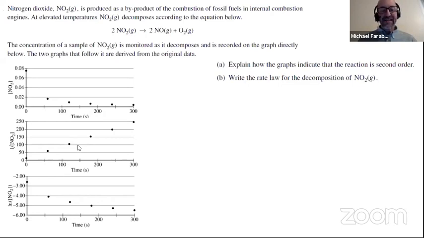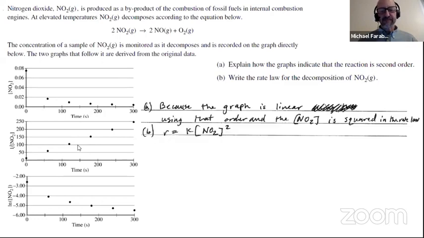So the question is not asking you to determine if it's first order, second order, or zero order. It's actually telling you it's second order, but it says explain how the graphs indicate that, and then go ahead and write the rate law. So here we have the student answer, and then I will reveal the official answer in just a moment.